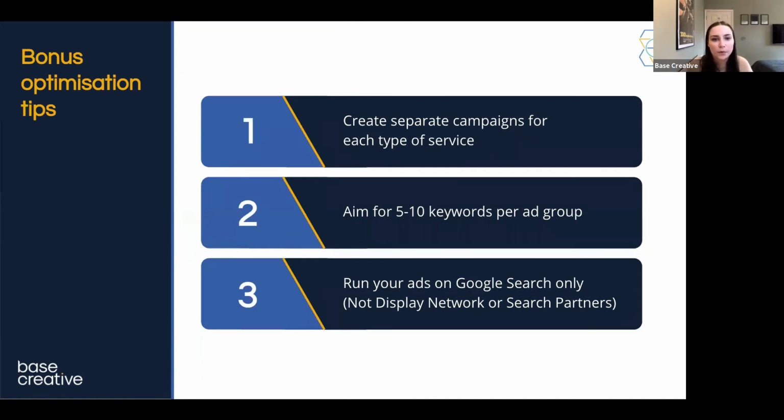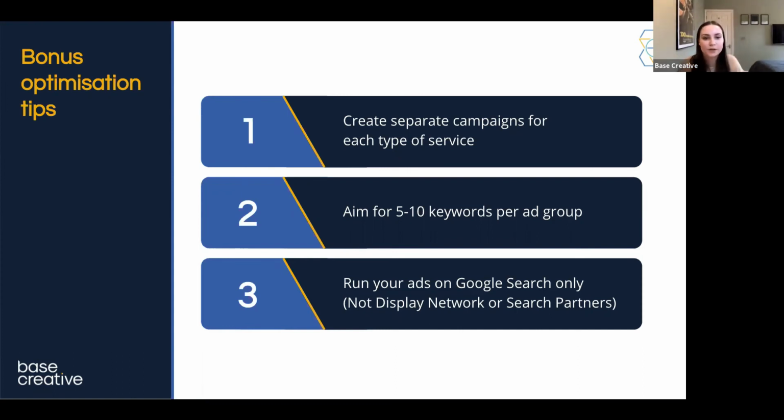So for example, you might want to have one campaign that's dedicated to business law, and you could have ad groups inside that for the more specific areas like employment law or business agreements. And then you might want to have a completely separate campaign for family law, so you could have your ad groups in that for the likes of adoption or prenup or divorce services.